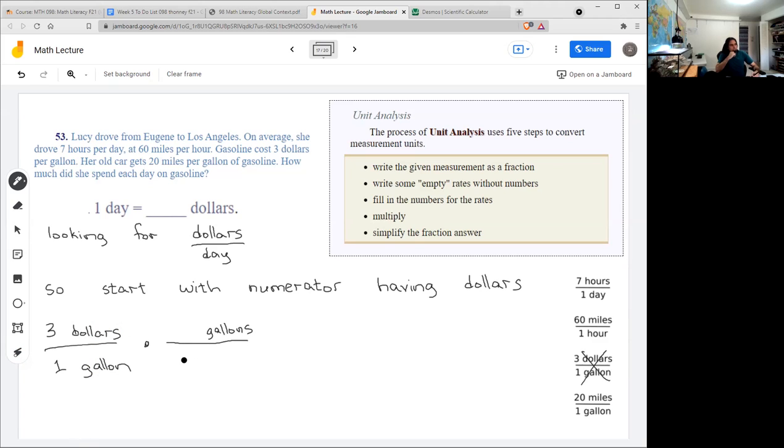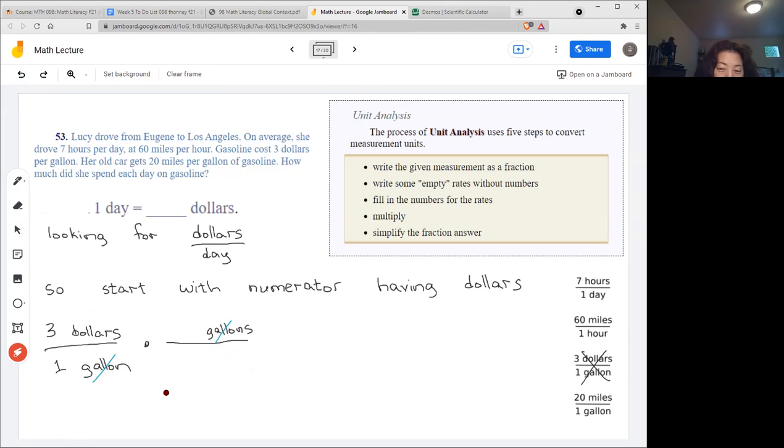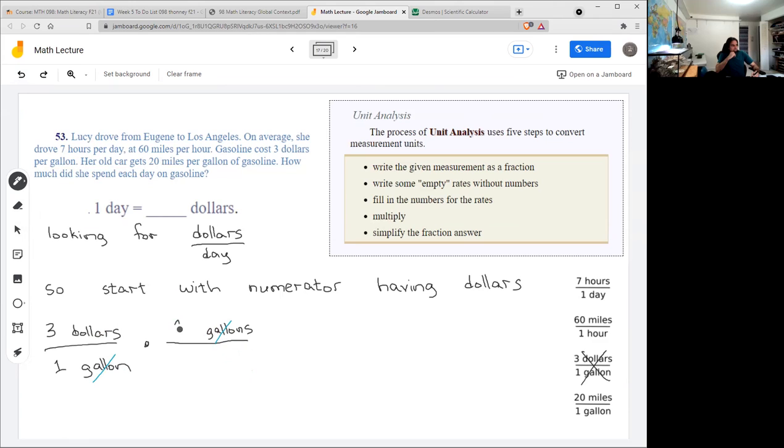I'm going to write another rate that has gallons and something so that my gallons will cancel. Do I have a convenient rate that will get me to day, because I want dollars per day? No, I don't. What can I use to get out of gallons? You can use miles. 1 gallon is 20 miles. Okay, I don't have dollars per day. I have to keep going.